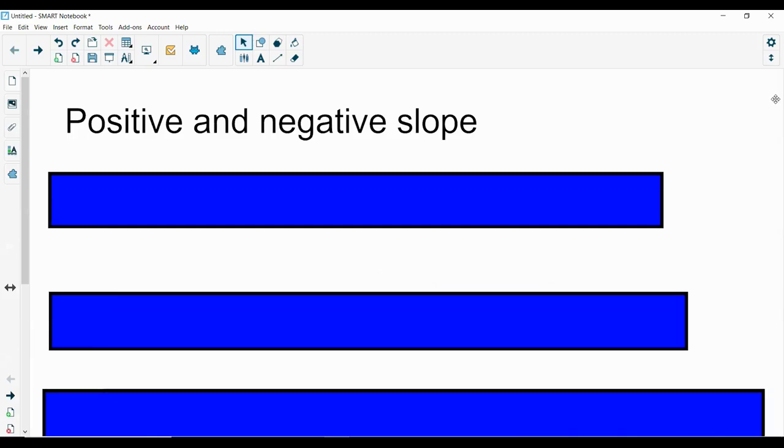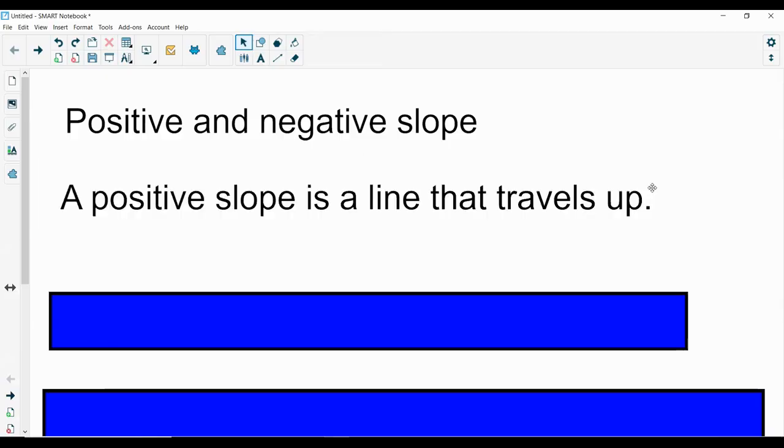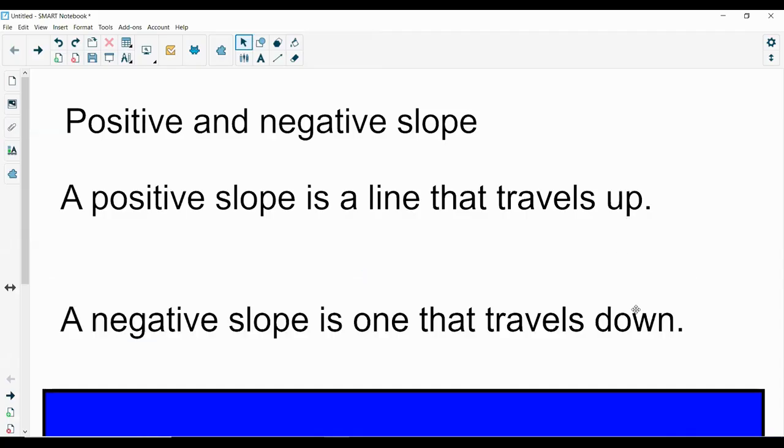So today we're going to look at positive and negative slopes. We're not really going to be graphing anything, but it is important that we understand what a positive and a negative slope is. So what is a positive slope? Well, a positive slope is a line that travels up, like a plane flying from the ground to the sky. A negative slope is one that travels down, kind of like a submarine, when it's on the surface and then it dives down under the water.